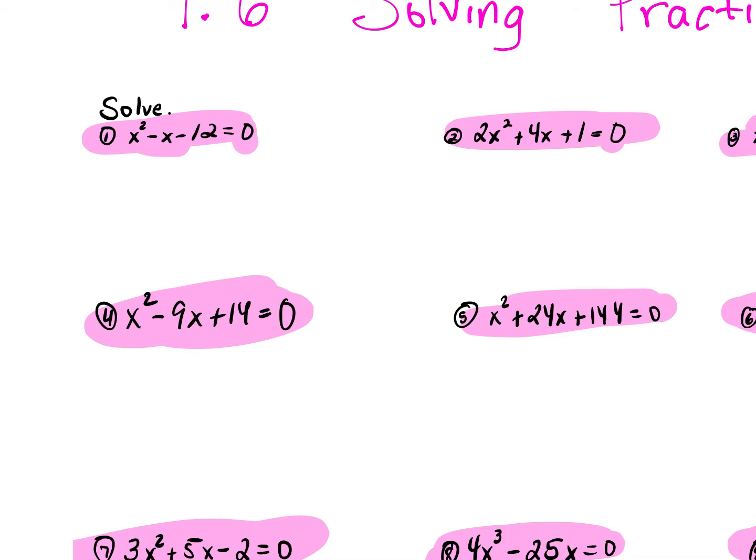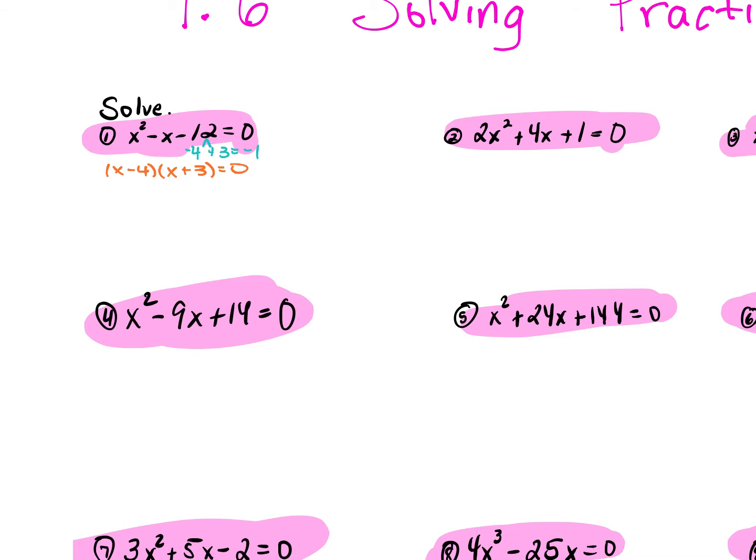Can you find factors of negative 12 that add up to be negative 1 in order to factor this? Yes. What are your factors of negative 12 that add up to be negative 1? Negative 4, positive 3. So this is going to factor to be x minus 4 times x plus 3 is equal to 0. From here, what are you going to do?